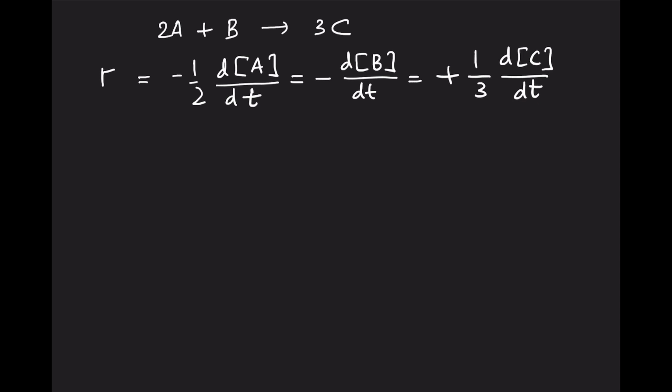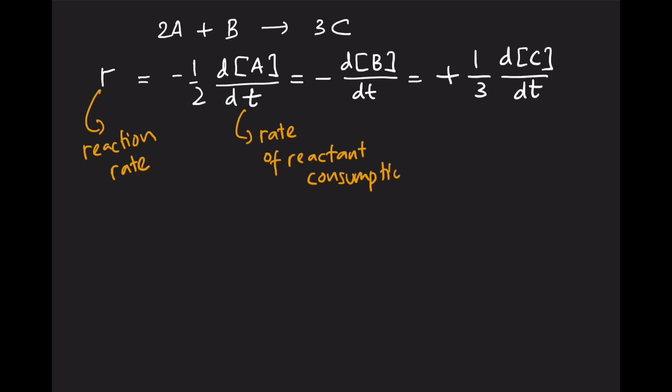Note that here we can define the actual overall reaction rate. However, we can also define how fast A is being consumed, so the rate of reactant consumption, either A or B, is the same thing. And we can also define the rate of product formation.